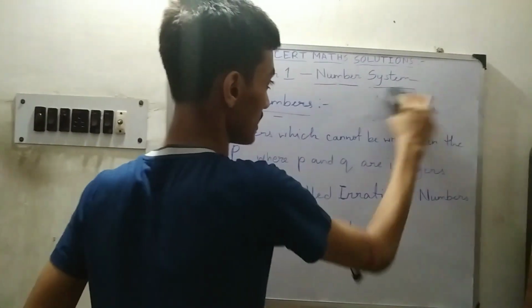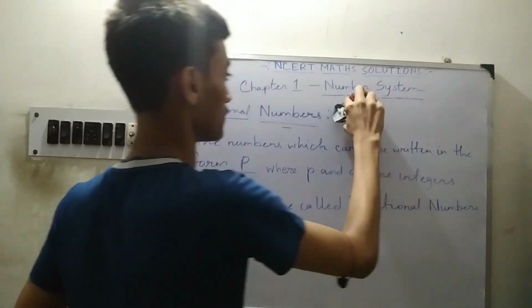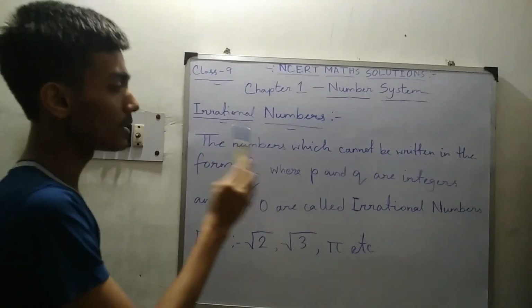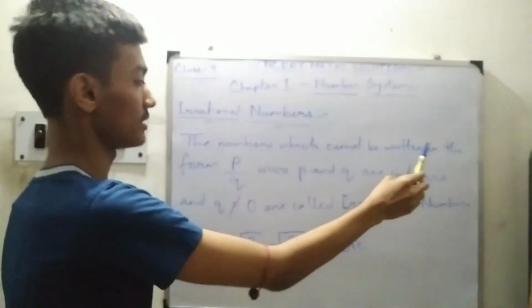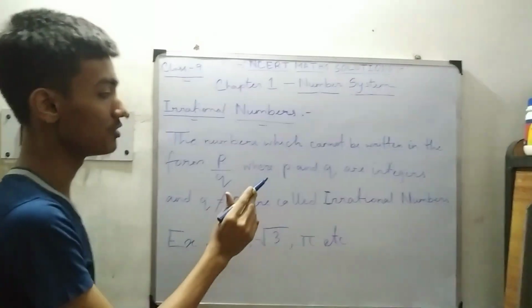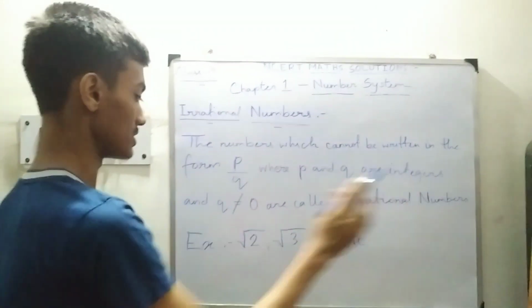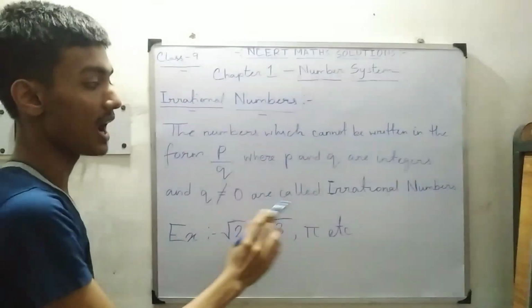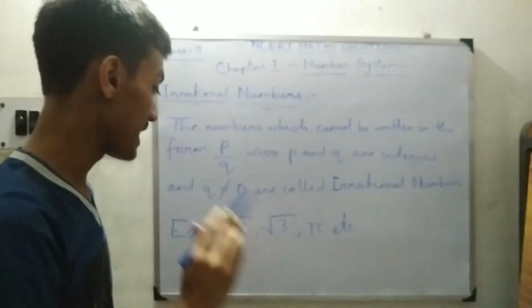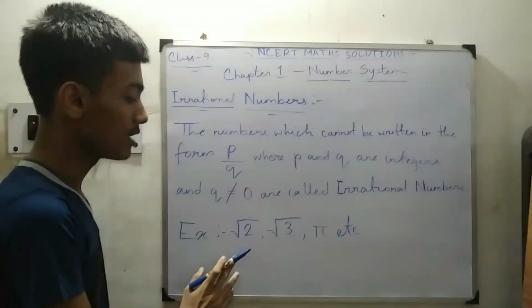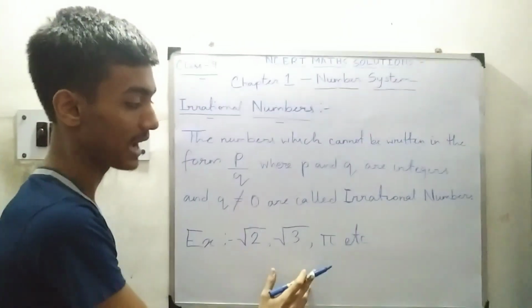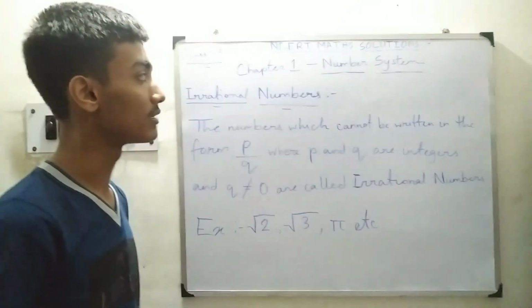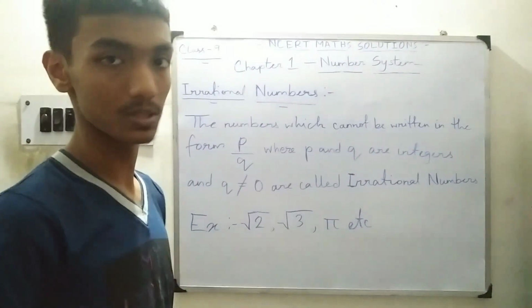So now let's see the definition of irrational numbers. The numbers which cannot be written in the form of p by q, where p and q are integers and q is not equal to 0, are called irrational numbers. The examples of irrational numbers are √2, √3, pi, etc. Now let's see the definition of real numbers.